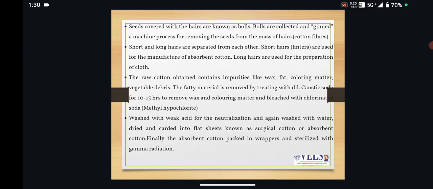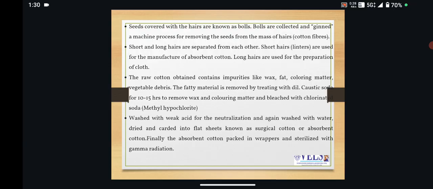They are somewhat dull white in color. It does not absorb any liquid, so it is called non-absorbent cotton. After that, it is converted into absorbent cotton. The fatty material is removed by treating with dilute caustic soda for about 10 to 15 hours to remove the wax, other fatty substances and coloring matter. Then it is bleached using a suitable bleaching agent. Chlorinated soda is commonly used, or sodium hypochlorite can be used.